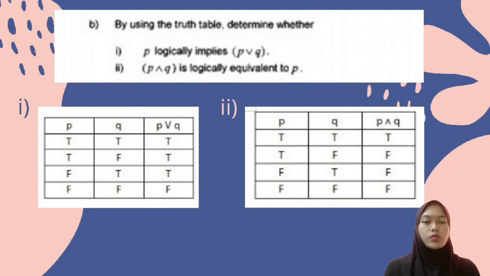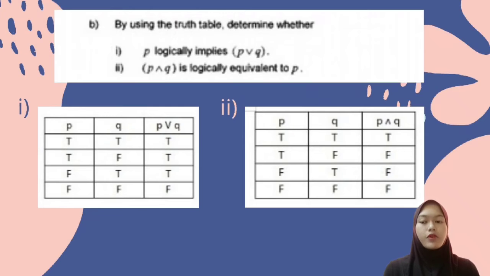The question wants us to determine whether the proposition is logically implies and logically equivalent to P ∨ Q and P respectively. In this case, we must use the truth table. For the question 1 Roman, P logically implies P ∨ Q. For the first step, draw a table with 3 columns and label each column as P, Q, and P ∨ Q. Then fill the table in P and Q with the possibilities true true, true false, false true, and false false.